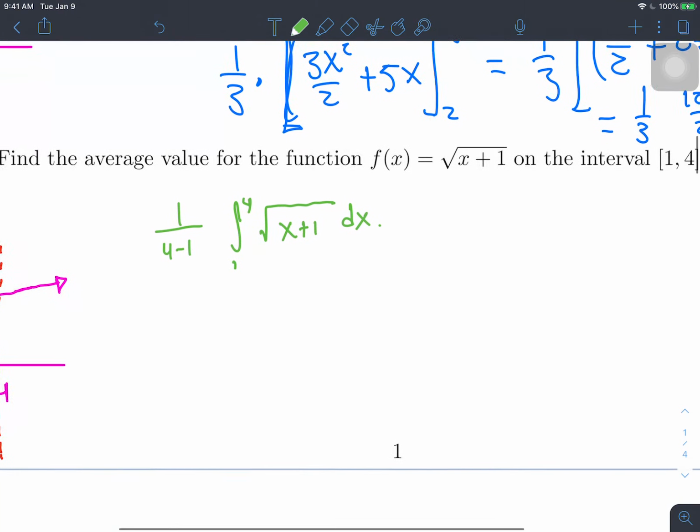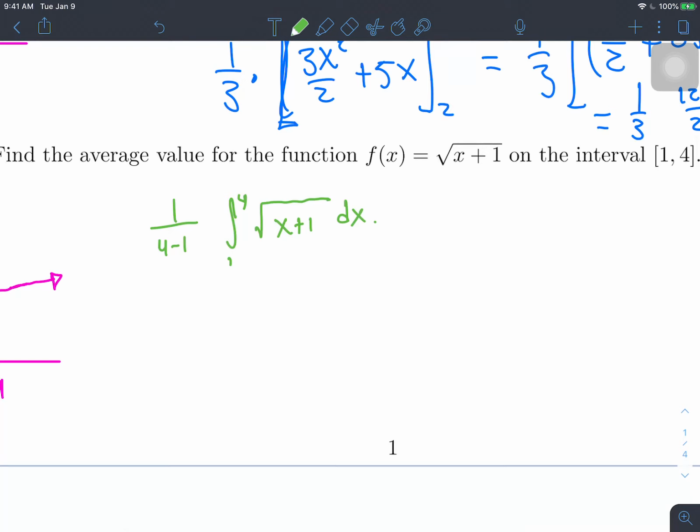However, I can't just go ahead and find the antiderivative of this. The reason is I know what the antiderivative is of the square root of x, but I don't know what the antiderivative is of the function square root of x plus 1, okay? That's too complicated for me to do. I don't have a rule for how to do the antiderivative of the square root of another function. So what should I do?